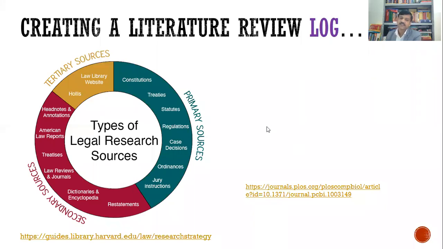In terms of literature, there are different kinds, and primarily this can be categorized into 3 types of sources. One is called primary sources. Primary sources are generally constitutions, treaties, statutes, regulations, case decisions, ordinances, and jury decisions. In India, we don't have jury decisions, but in case you are referring to the US, then you will have jury decisions. These are all primary sources. What do you mean by primary sources? Primary sources are sources which are primary in nature, meaning they are original. They are coming first hand. If you have read the Evidence Act, you will know primary evidence and secondary evidence. These are all primary evidence, which is first hand.